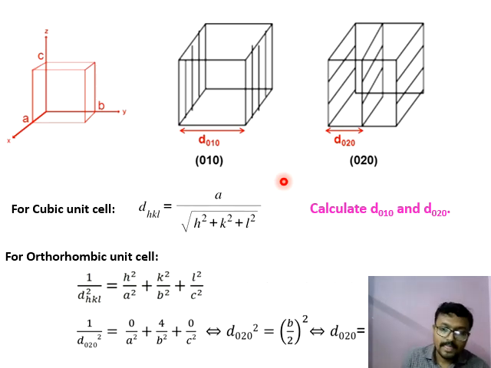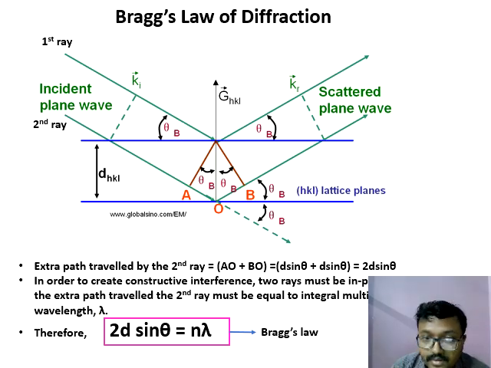This is the formula. Using this formula, and experimentally also, we can calculate the distance between crystal planes using the X-ray method. What is the X-ray method? In the X-ray method, we have to use the Bragg equation. So this is the Bragg equation: n lambda is equal to 2d sine theta.